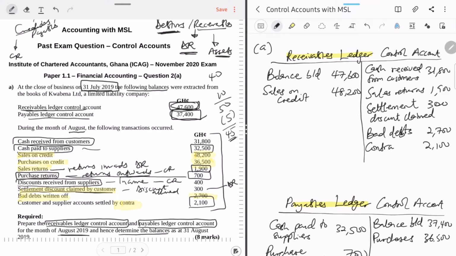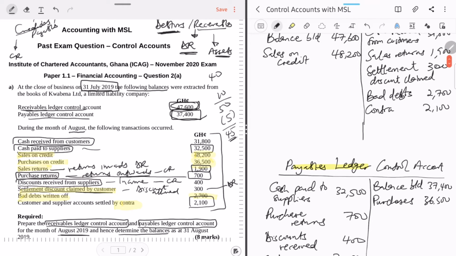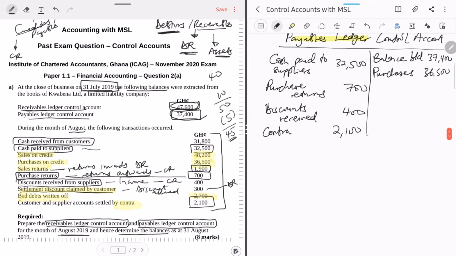All right, so we're almost there. What is left now is for us to do something called balancing off so that we get the balance for the account. So let's just draw up the totals here. Let's extend this a little bit. So we have our totals here.